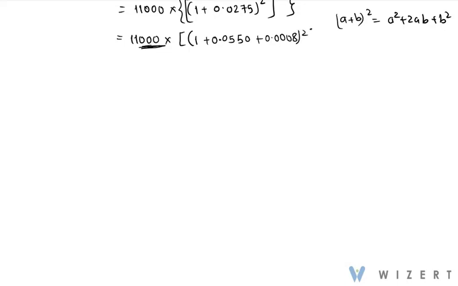So whole square to the power 2. So let's add these two, 0.0550 and 0.0008. So that is equal to 11,000 multiplied by 1 plus 0.0558 whole square.